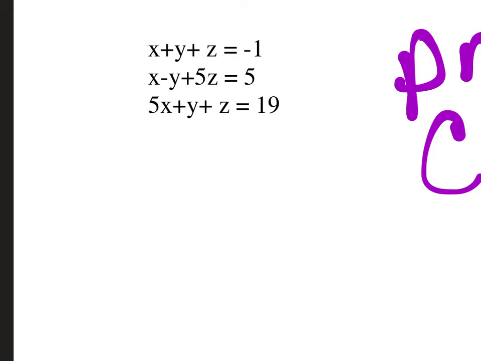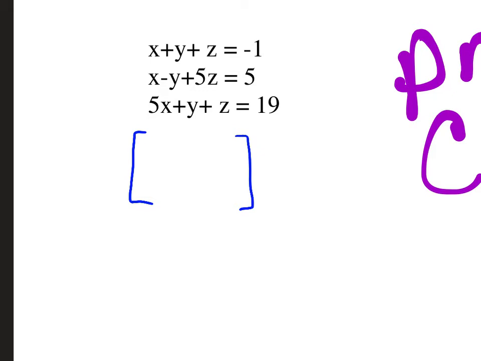Awesome. We set it up as the matrix, and this is the one where we have to find the determinant of each part. So we have to find our determinant of the coefficients, our D sub x, our D sub y, and our D sub z. So we set it up as a matrix first. So we're just looking at the coefficients of x, y, and z.